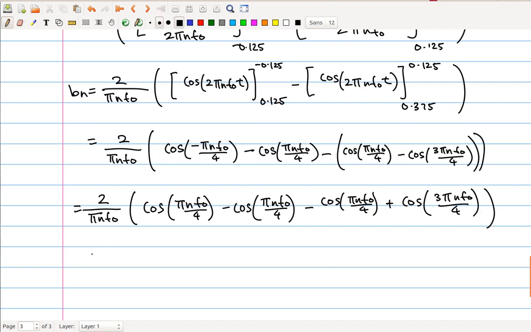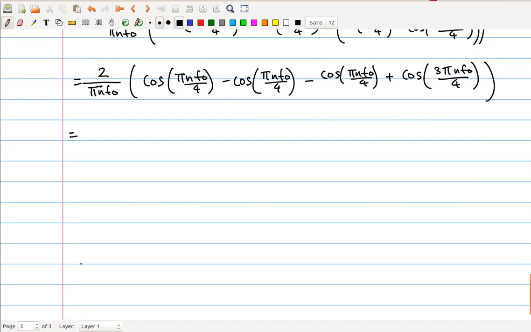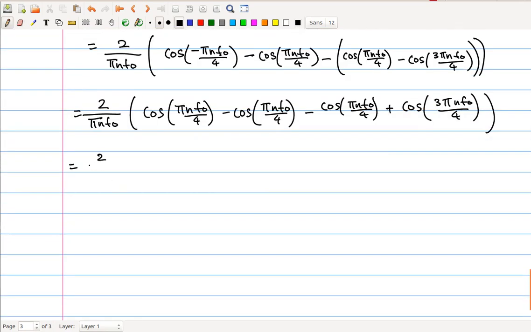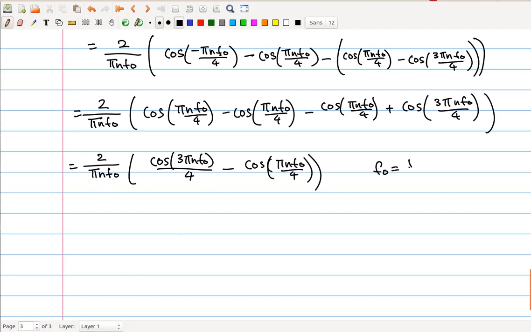Okay, so let's continue to simplify. We have 2 on pi n f0. These disappear, we agreed on that. I'm going to write cos 3 pi n f0 on 4 first, and then I'm going to write minus cos pi n f0 on 4. Okay, so it might look pretty ugly still, but let's keep putting in the numbers. So we saw that f0 is equal to 1 on T, it's equal to 2. So let's put that in also.